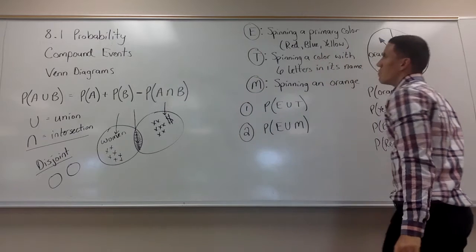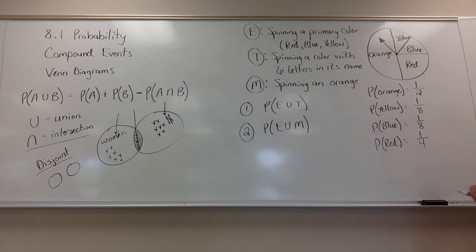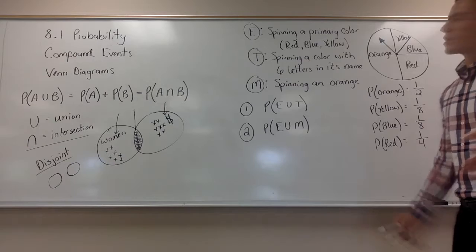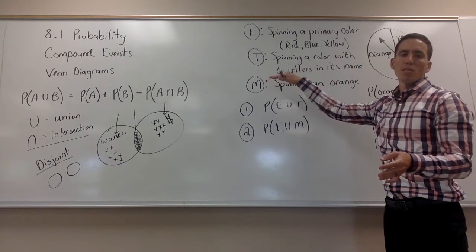Event E is that you spin a primary color. The spinner lands on a primary color that is red, blue, or yellow. Event T is that you spin a color with 6 letters in its name. And event M is that you spin an orange. Now, in the last video, you learned how to calculate the probability of any one of these events happening.